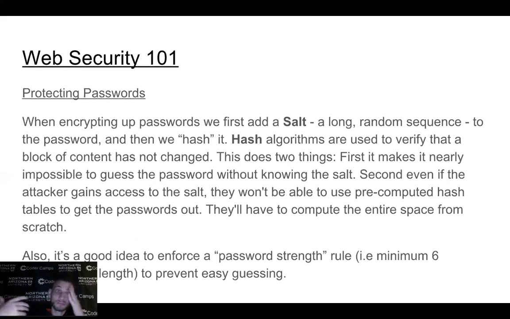When encrypting passwords, the first thing we're going to do is take our password and add a salt. A salt is a long random sequence. And then we're going to use a hash algorithm to hash it. What this does is two things. It makes it nearly impossible to guess the password without knowing the salt. And even if the attacker gains access to the salt, they won't be able to use the pre-computed hash to get the password out. They'll have to compute the entire space from scratch.